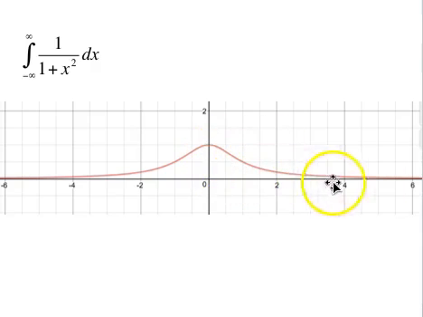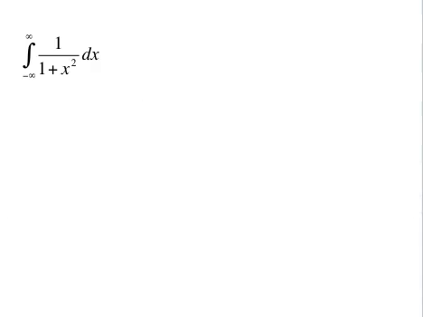From 0 to infinity, does this look like this might converge? I guess it's possible. The red graph is coming down to the x-axis fairly quickly, so that could be bounded, but maybe not. We're going to have to do the analysis. From negative infinity to 0, the shape is exactly the same, so I expect those two integrals, if they converge, to converge to the same number. So let's go ahead and do our analysis and determine whether or not this converges.